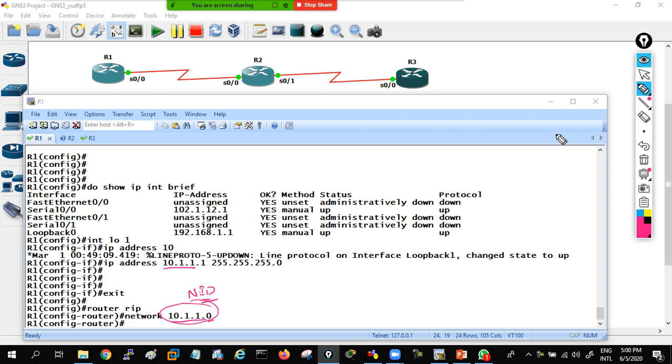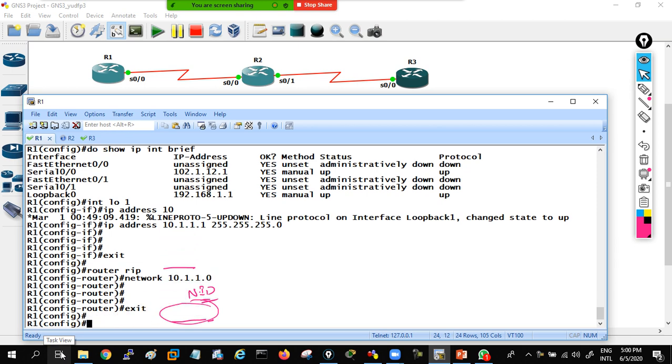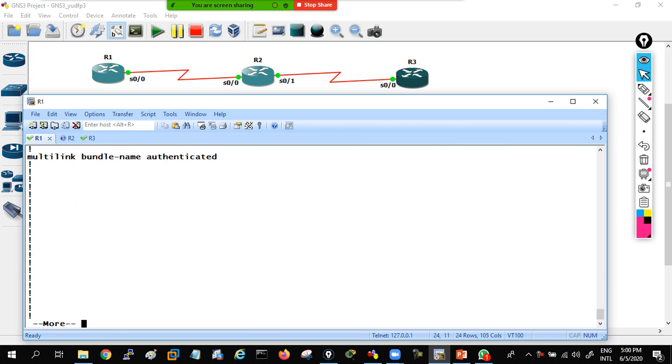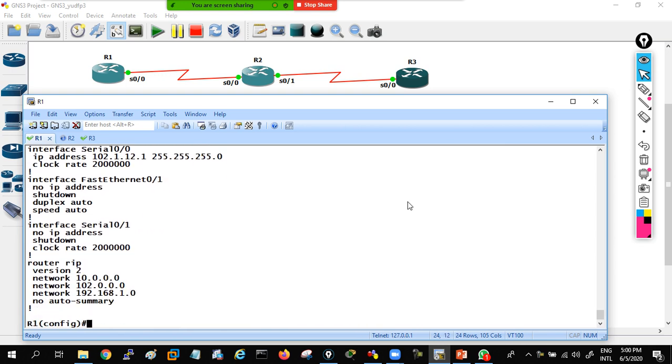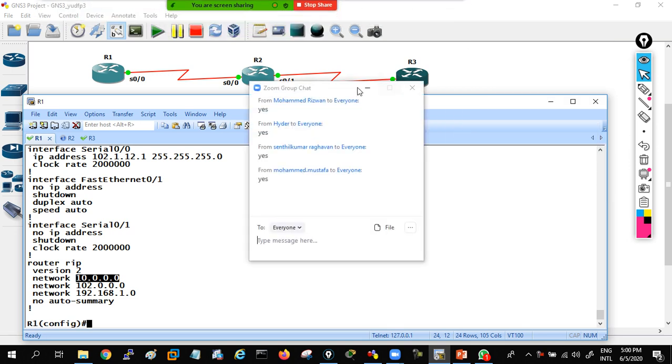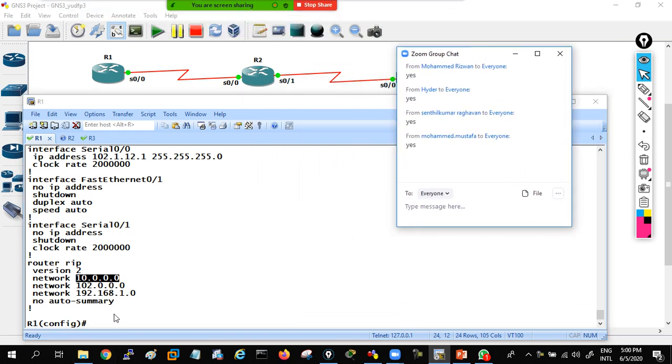But in the configuration, see what RIP does. Do show run, then look at your router RIP configuration. See, guys, it has taken it as the 10 network, as class A. That is the default behavior of RIP. This is what you need to understand. Got it, sir?